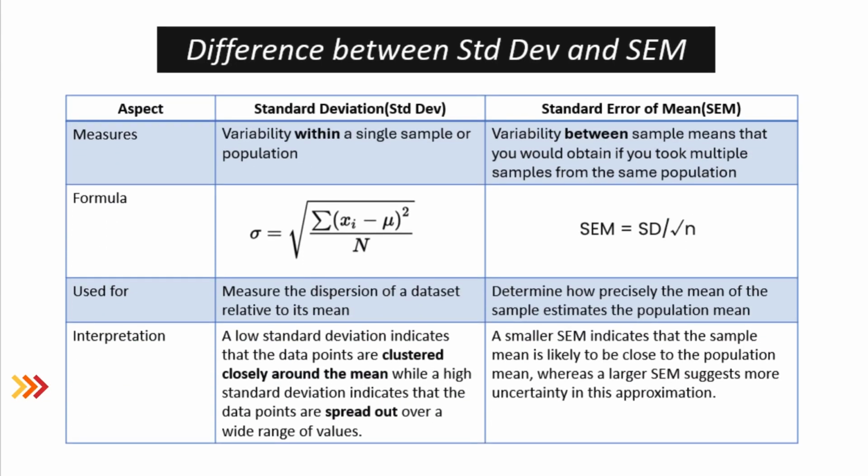In terms of interpretation, a low standard deviation indicates the data points are clustered closely around the mean, while a high standard deviation indicates the data points are spread out over a wide range of values. A smaller standard error of mean indicates the sample mean is likely close to the population mean, while a larger standard error of mean suggests more uncertainty in this approximation.